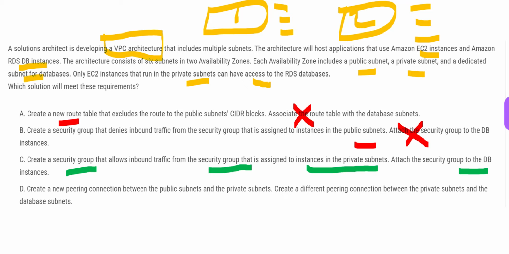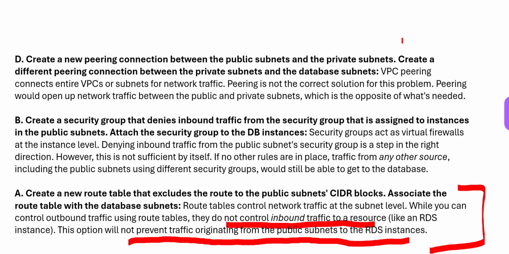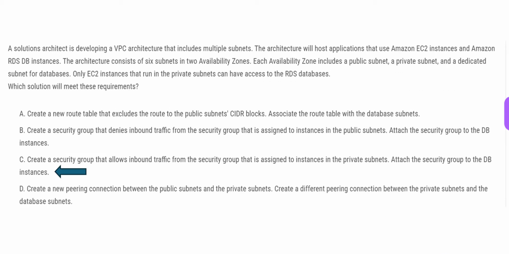And D is saying, let us do a peering connection. This is a disaster. Everybody will be able to talk to the database, because you are peering public and private subnets. So even a public instance can talk to the database via the private subnet. You should not do that. If you want to read the notes on why A, B, and D are wrong, you can take a screenshot and keep it for reference. Now, this is our final answer.